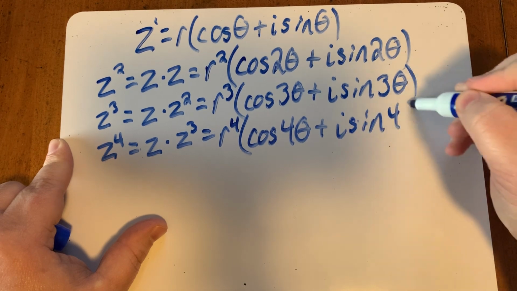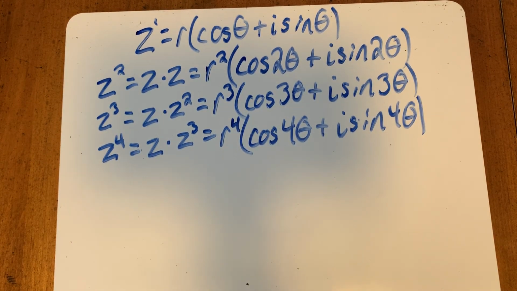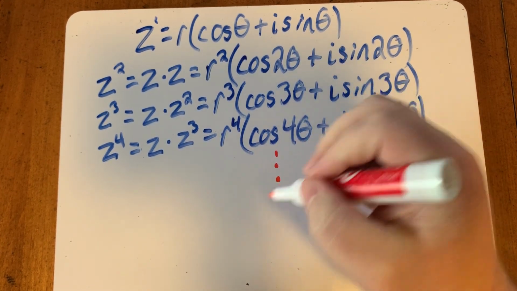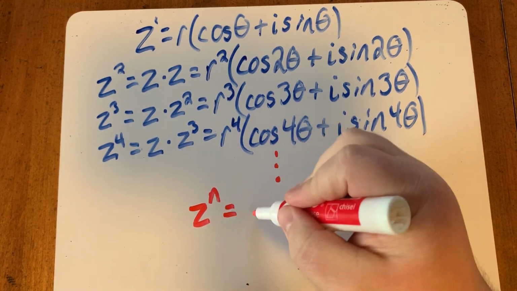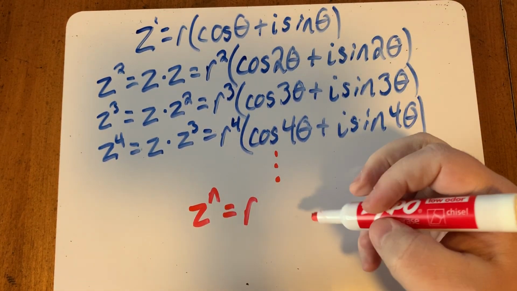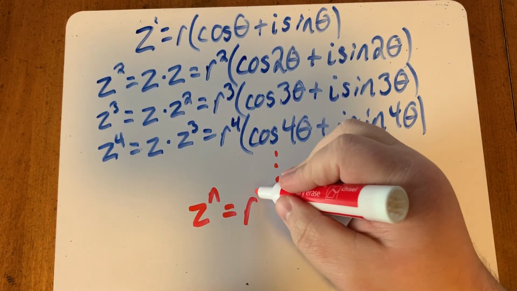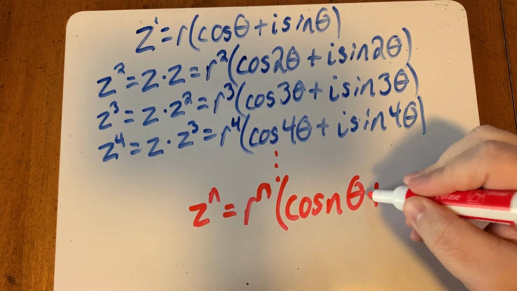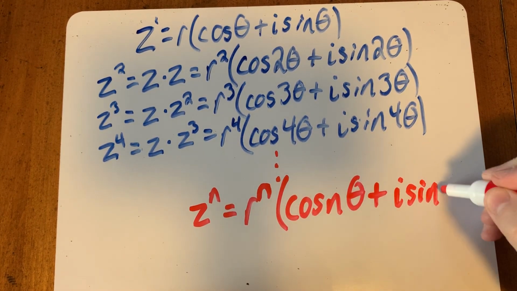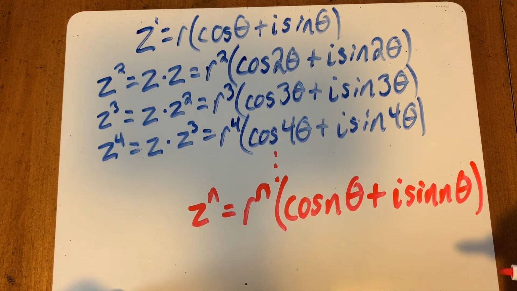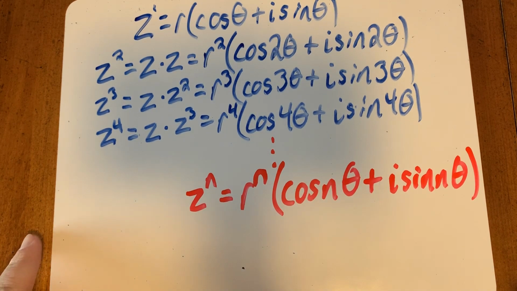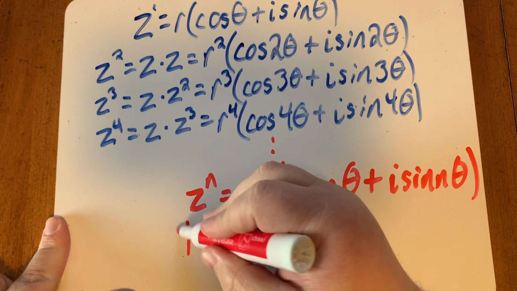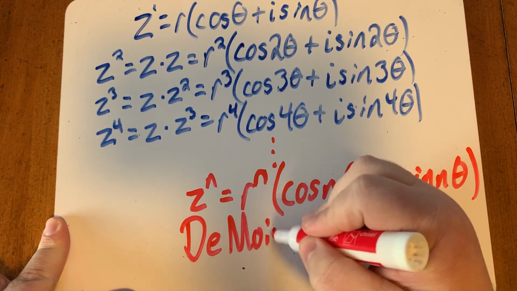I hope at this point you're recognizing the pattern that in general, z to the n equals, if our number is z equals r cosine theta plus i sine of theta, r to the n times cosine of n theta plus i sine of n theta. This was founded by a guy named de Moivre, and it's named after him. This is called de Moivre's theorem.